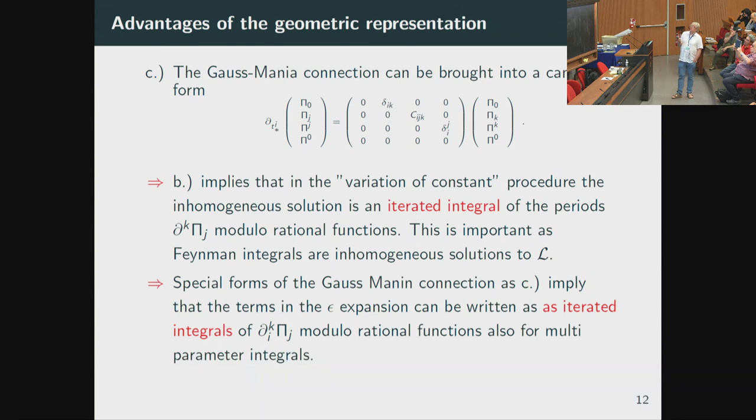And then this special form of the Gauss-Manin connection also implies that if you put in the epsilon parameter, I will explain this more carefully later, then you also get iterated integrals of periods.